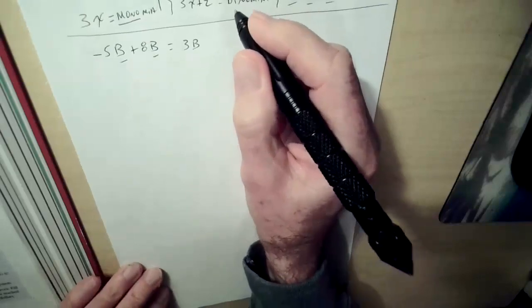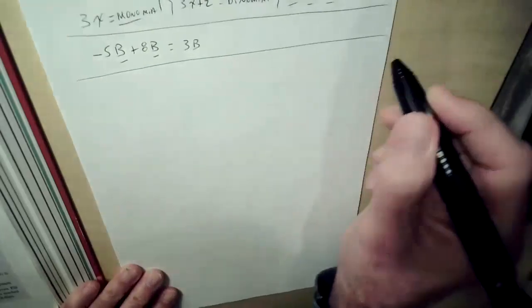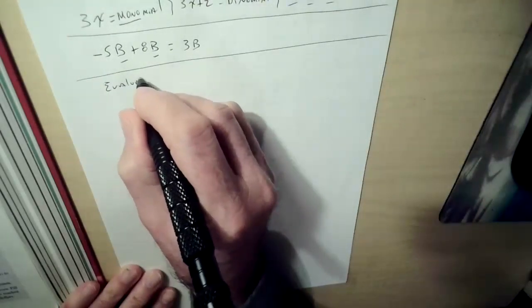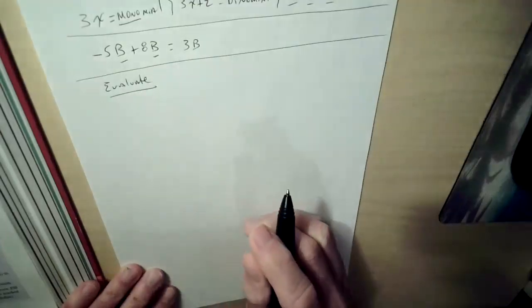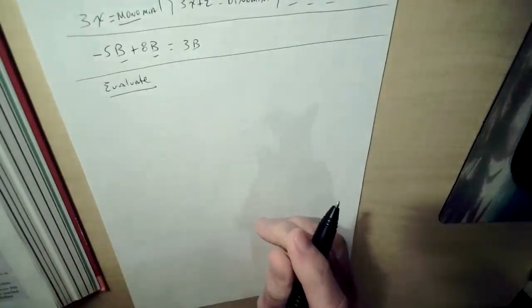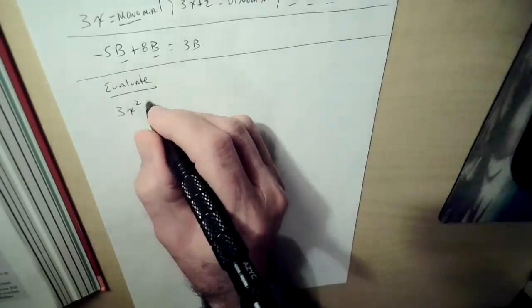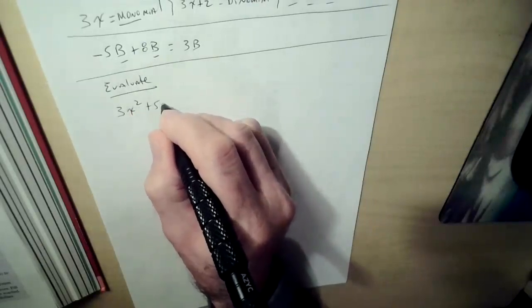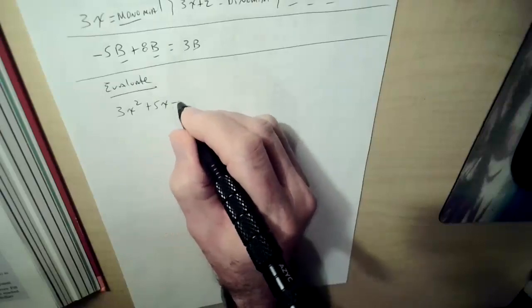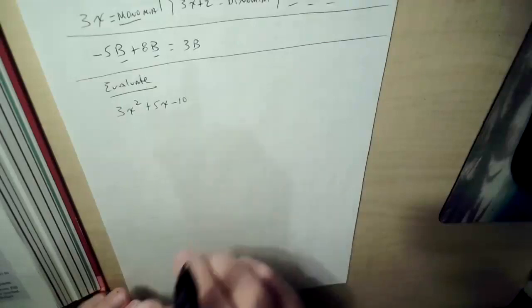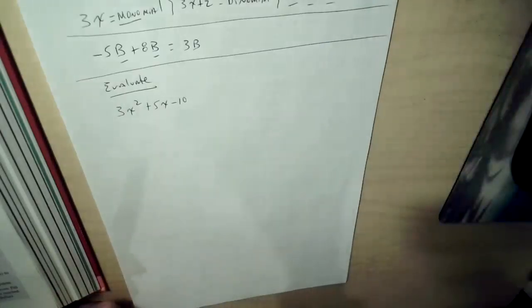Okay. You're going to get a thing that says evaluate, E-V-A-L-U-A-T-E. Evaluate means just find the value of. If you have 3x squared plus 5x minus 10. Trinomial. Super whiz-bang important, but you are going to see these terms from time to time.